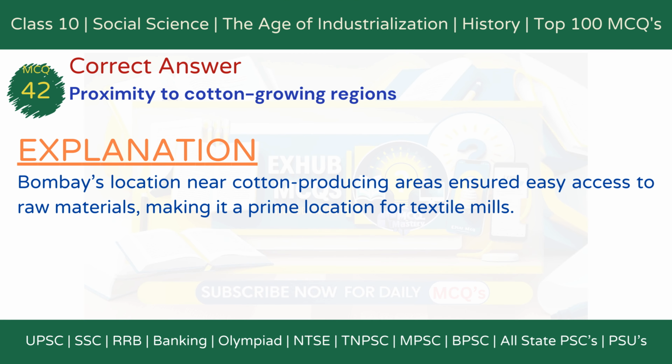The correct answer is option B, proximity to cotton-growing regions. Explanation: Bombay's location near cotton-producing areas ensured easy access to raw materials, making it a prime location for textile mills.